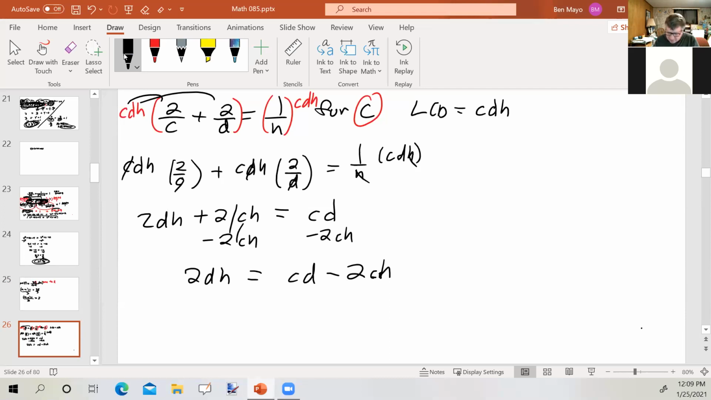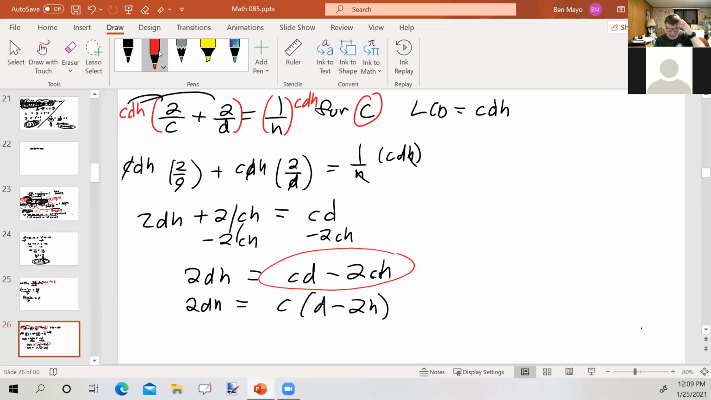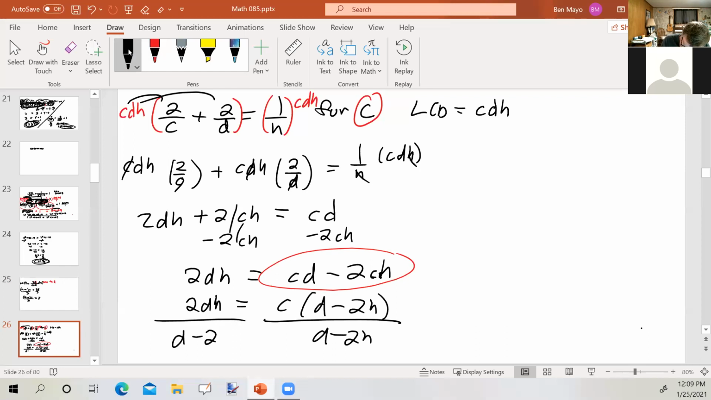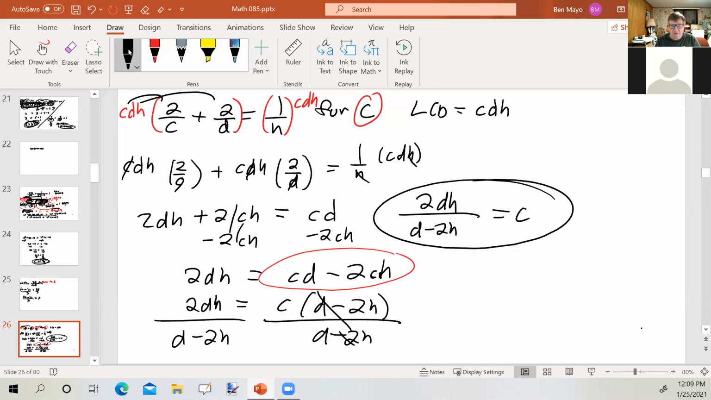Now, what's going to happen next is, I don't know if you want to call it a trick, but it's a step that comes up in math a lot. So you're going to want to remember this. To get the c by itself, I'm going to factor the c out of both of these terms. What that allows me to do is now I can come in and divide both sides by d minus 2h, and I've got c by itself. So 2dh over d minus 2h equals c.